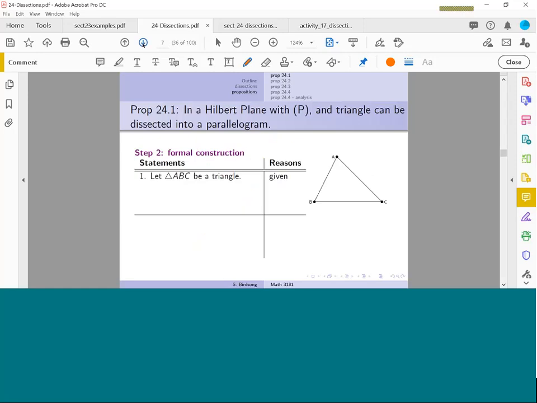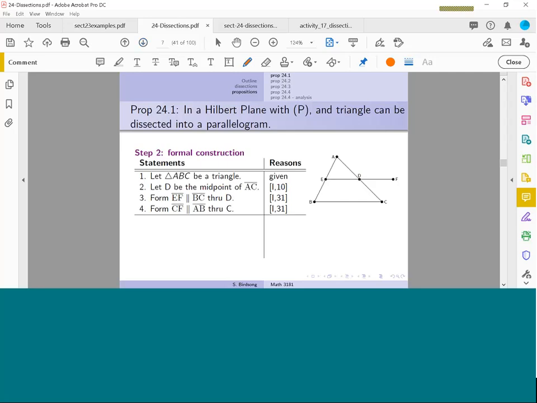All right, so I'm actually going to put both steps on one slide. For this one right here, we've got the formal construction. We've got the triangle that's given. Then we're going to get our midpoint D. We're going to draw a line that's parallel to BC through that point D. Extend it as far as you want to.